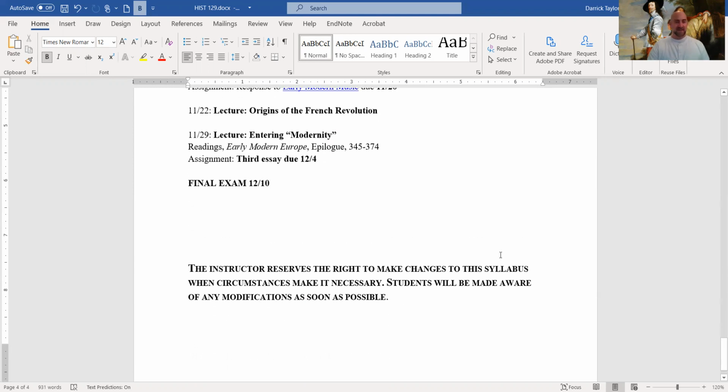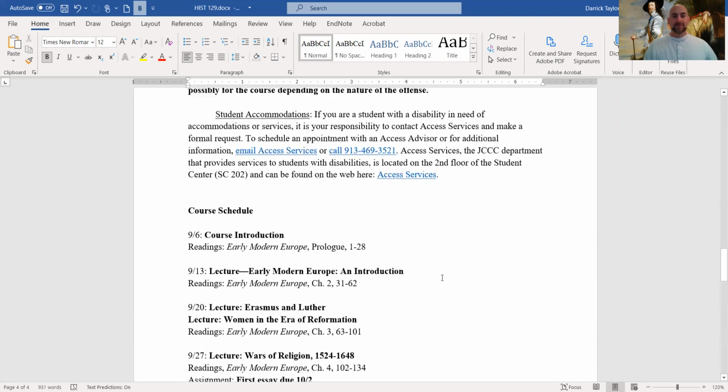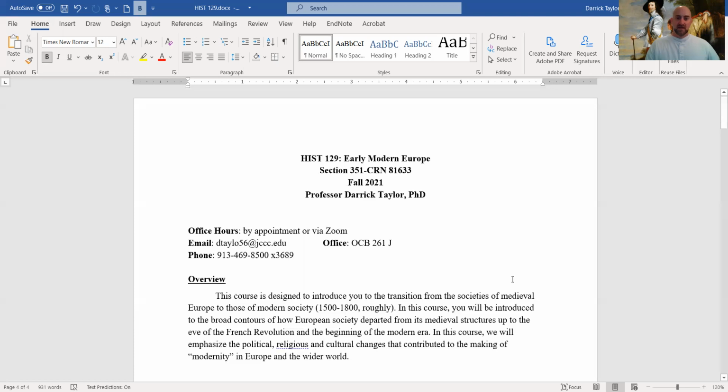One last thing about the syllabus: I always include this in every syllabus I make. I reserve the right to make changes to the syllabus as circumstances make it necessary. I don't mean I'm going to radically change the course. I don't mean change the grading scale, add new assignments, none of that stuff. No curveballs, just if I need to tweak something, I can tweak it. If someone discovers a loophole in my syllabus I didn't think about and is trying to get away with something, that's what that's for. I hardly ever do it, but it's there, just so that you are aware of that. So that is the syllabus.